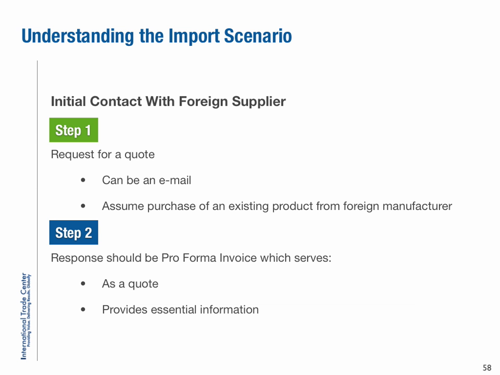Step 1 is to request a quote from potential suppliers. This request can be in the form of a phone call notice, followed by an email describing quote details. Note, in this example, we're using an existing product import scenario.